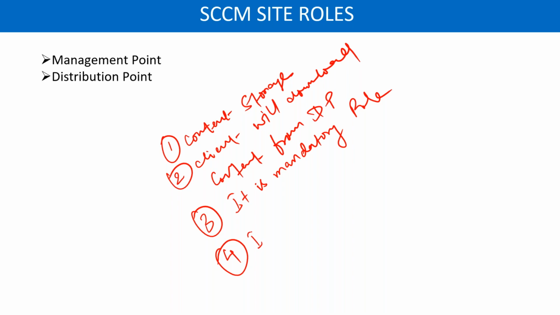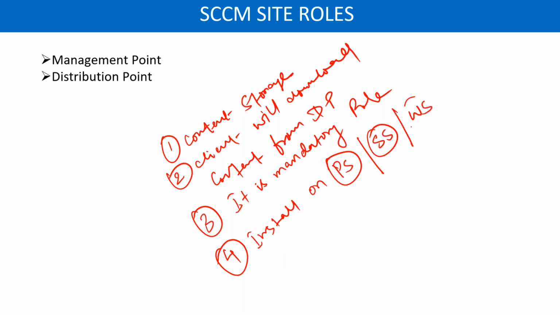Point number four, you can install this. Where will you install it? Either on the primary site server, or on a secondary site server, or on any other Windows server, or on a Windows client computer, like a Windows 10 computer as well. You can install this distribution point. Got it? So that's the distribution point, guys, which you can install on a primary, a secondary, any other Windows server, or a Windows 10 computer.